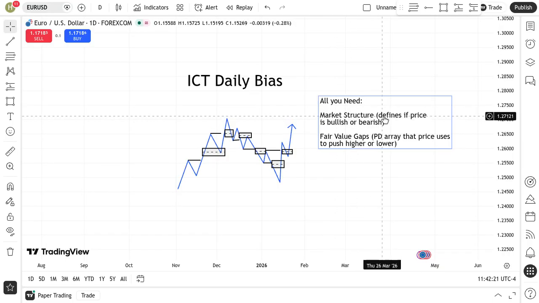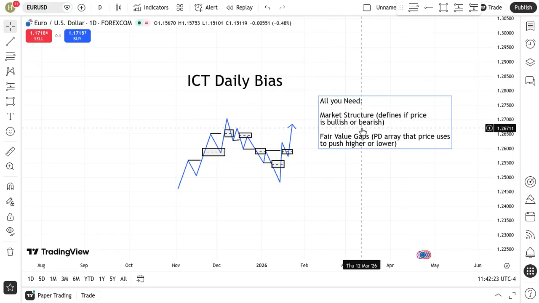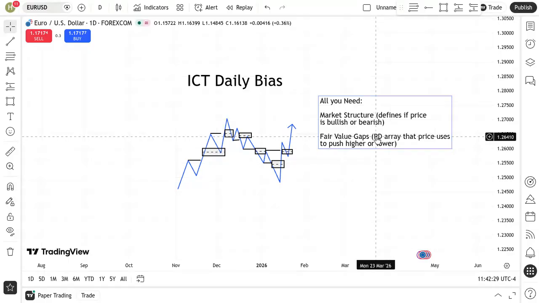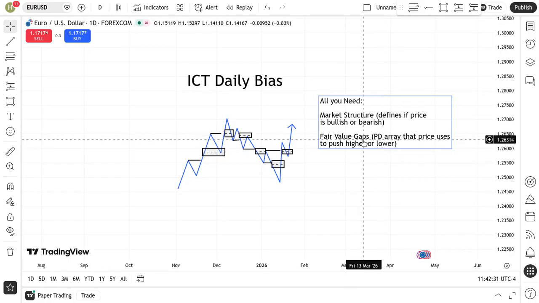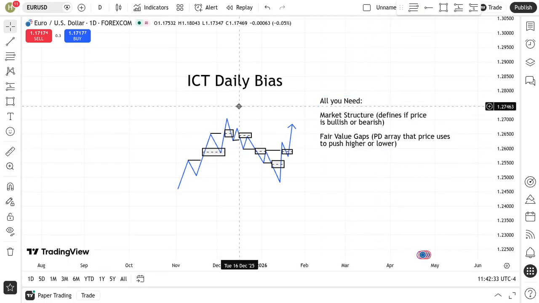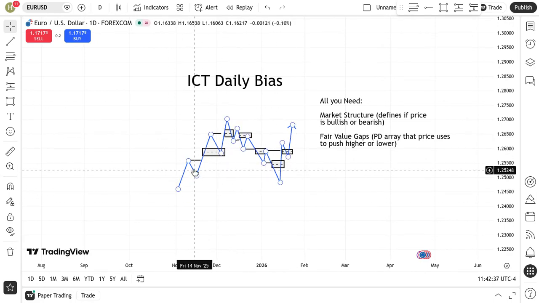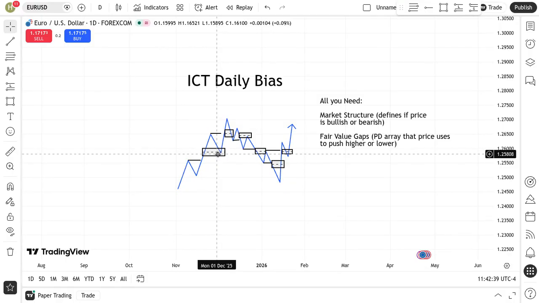Market structure defines if price is bullish or bearish. And the second thing you need is fair value gaps, or fair value gap. And this is the PD array that price uses to push higher or lower. If you see, we have this simple example right here just for representation. Market structure shifts, and price moves from fair value gaps. When it's bullish, it moves from bullish fair value gaps.